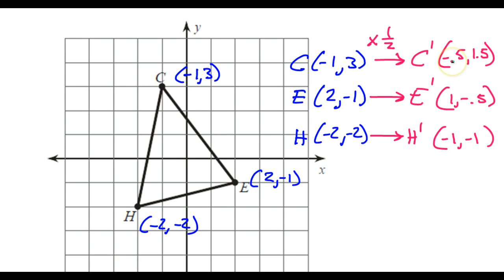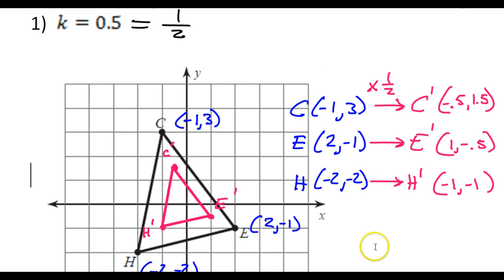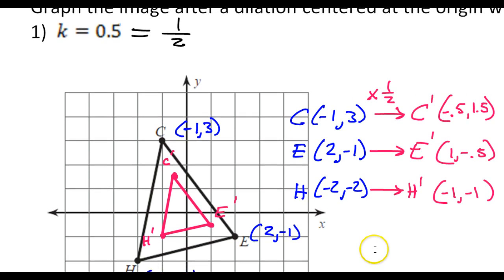So if I go -0.5 and 1.5, that's -1/2 a square and up a square and a half. So that would be right here. Okay, this will be my C prime. 1 and -0.5 would be over 1 and down 1/2 of a square. So there's my E prime. And -1, -1 would be right there. That would be my H prime. So that's what problem number 1 should look like.